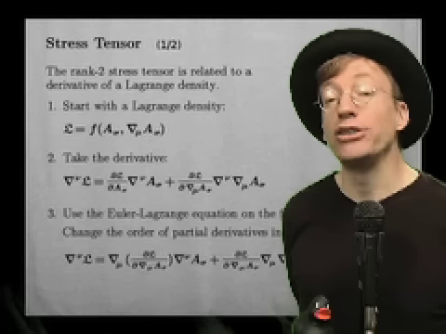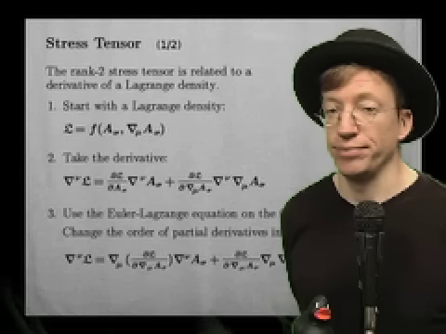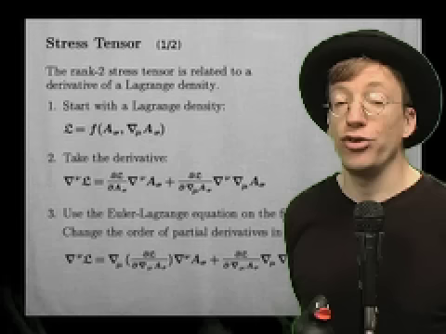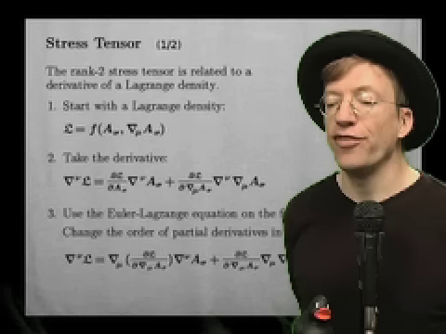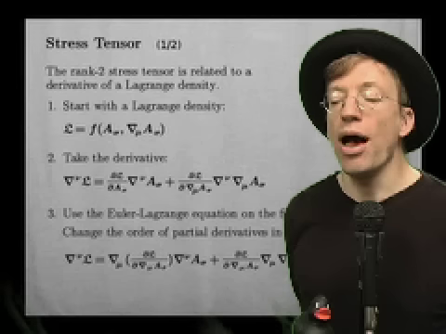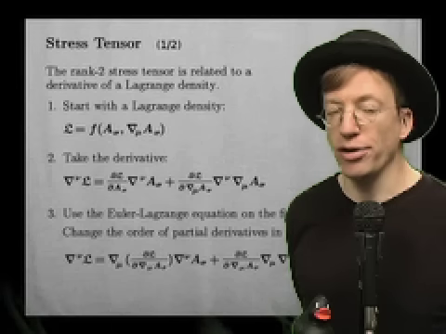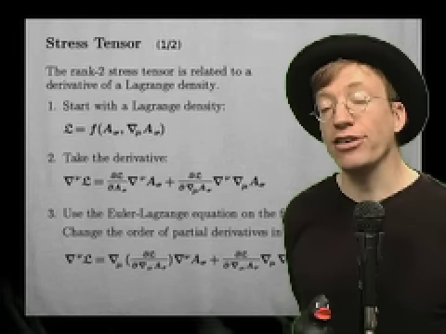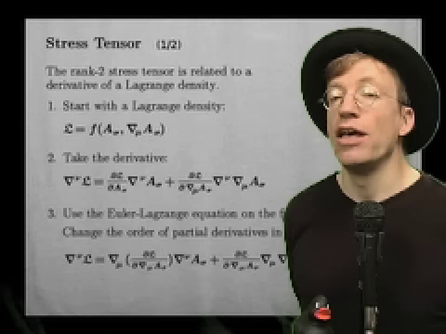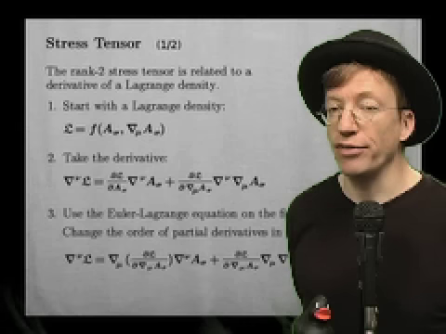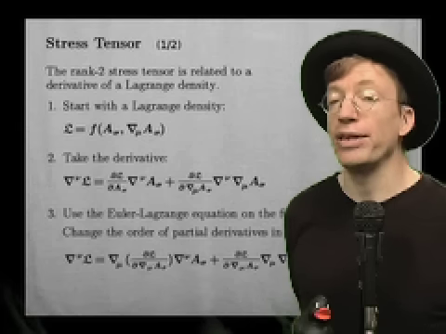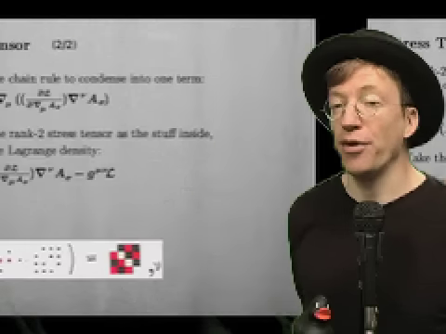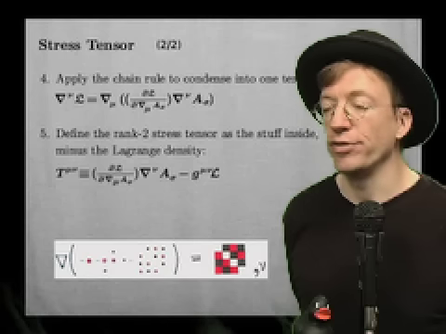Then what you do is you take the derivative of this, and you end up with two terms. In the first term, we're actually going to take the Euler-Lagrange equation and rewrite it just a little bit. And for the second term, we're going to rearrange the partial derivatives. The reason for these two is we can now shrink this down using the chain rule again into this one expression, which is a second-rank tensor that we then take a derivative of.